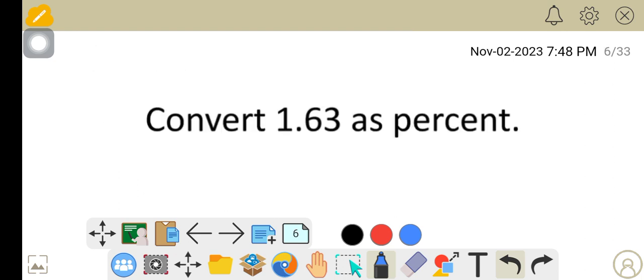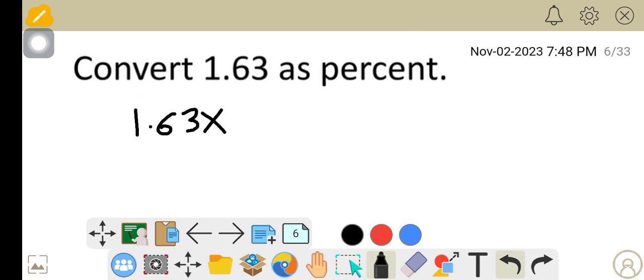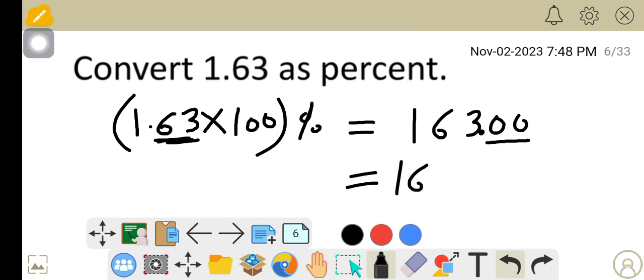Next question, convert 1.63 as percent. We want to convert it as percent, so we need to multiply by 100 and put a symbol of percent. Solve the bracket part. We have the answer 16300, but we need to place a decimal before 2 places, so we put a decimal after 3, and it is 163%.